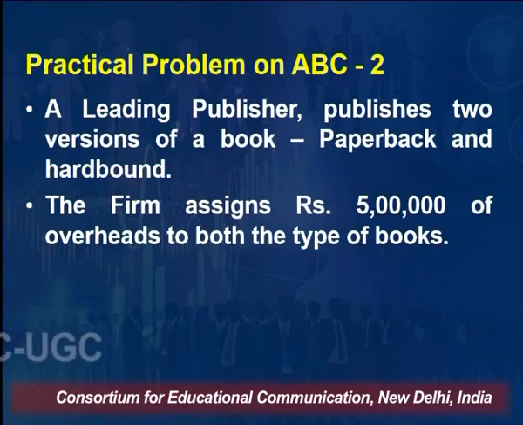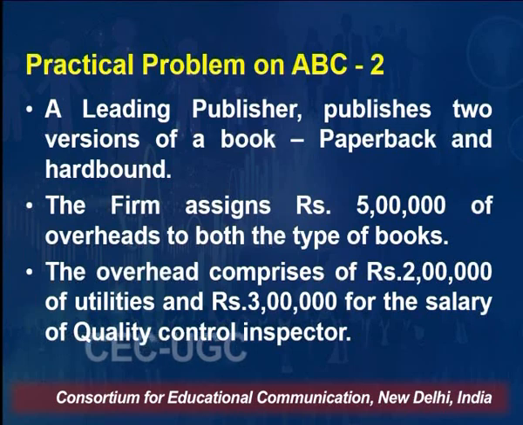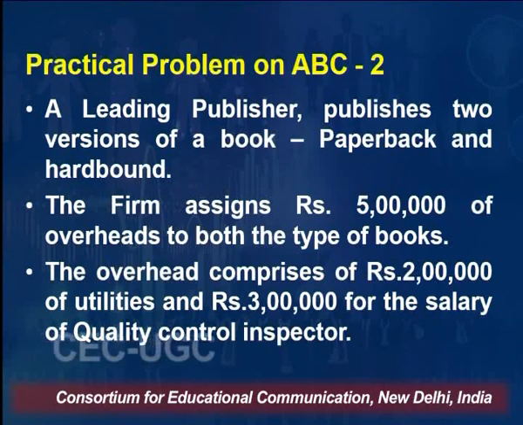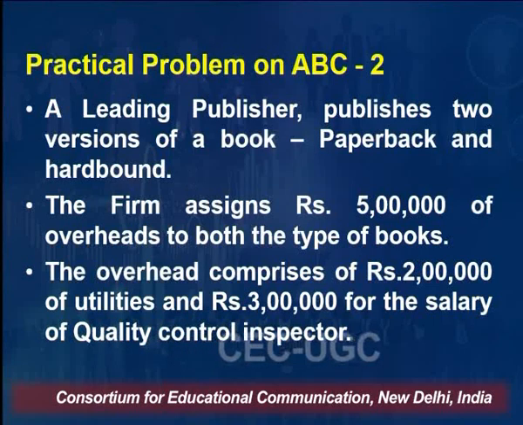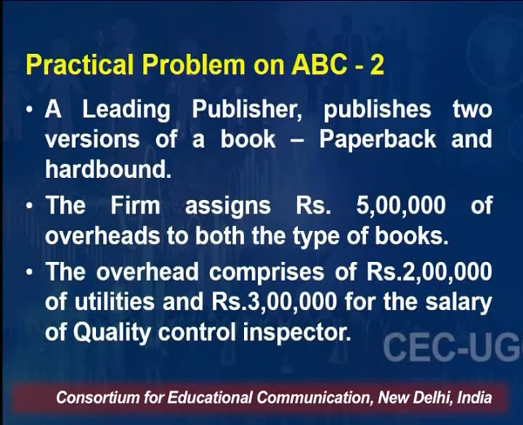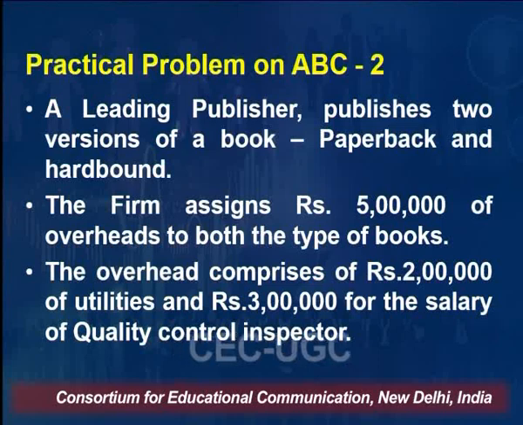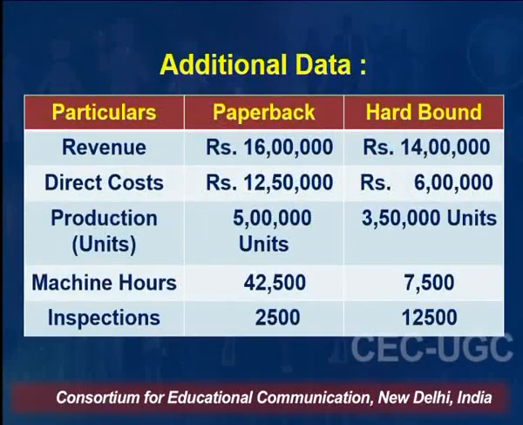So the total amount of overhead which is being assigned to both the types of books is rupees 5 lakhs. Apart from that, question is reporting that the overhead comprises of rupees 2 lakh of utilities and rupees 3 lakh for the salary of quality control inspectors. So 3 lakh rupees is basically assigned to the salary of quality control inspectors and rupees 2 lakh is basically dedicated or devoted to this utility aspect, right? So this is the allocation provided by the publisher, by the organization.